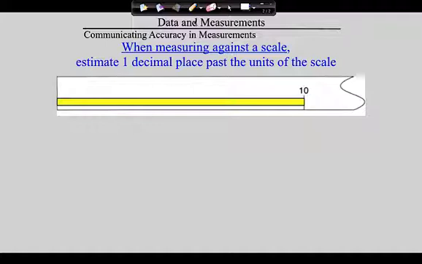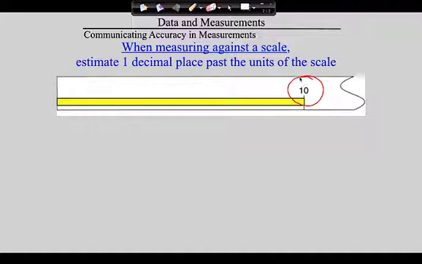What are the units for this scale? Ten, well, centimeters, but tens of centimeters. So guys, watch my hands. If the units for this are tens, what is one decimal place below tens? Ones. Tens, ones, right? So what we're going to do is estimate to the ones place.